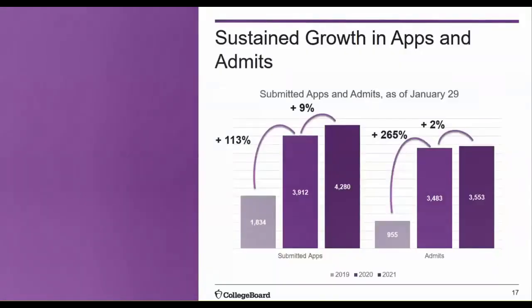Sustained growth in apps and admits. Over the last 3 cycles since launching Search, you'll notice significant growth. As you can imagine, the 265% increase in our admit pool from fall 19 to fall 20 was the hedge we needed to be on track for a strong freshman class against the pandemic.